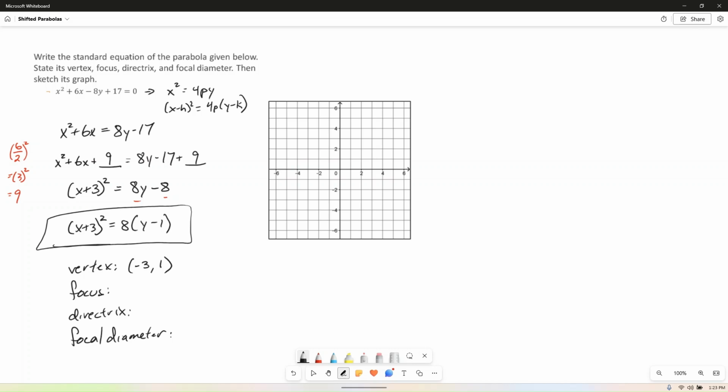So remember our shifts. When they're inside parentheses, you do the opposite sign. So x plus 3 would be a negative 3. y minus 1 would be a positive 1. So our vertex is the coordinate (-3, 1).